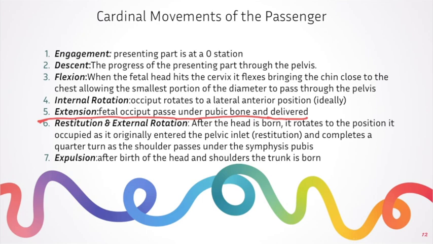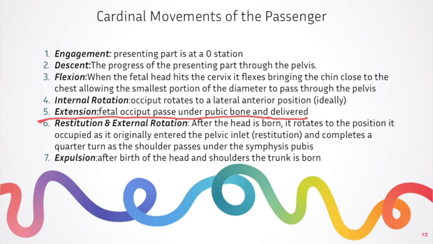After that, number 4, and sometimes, no, I lied. Number 4, internal rotation. Again, we're not seeing this. This is all happening before the baby's head is delivered. All right, so your occiput's going to rotate a little bit to the left there, and then the baby's head is going to pass under the pubic bone, like a little tuck and roll, okay?